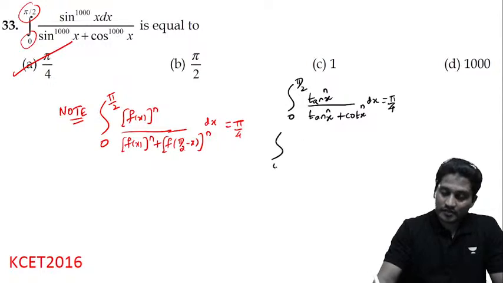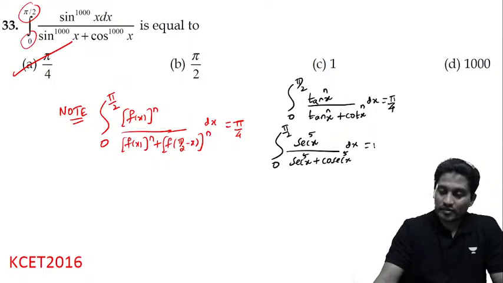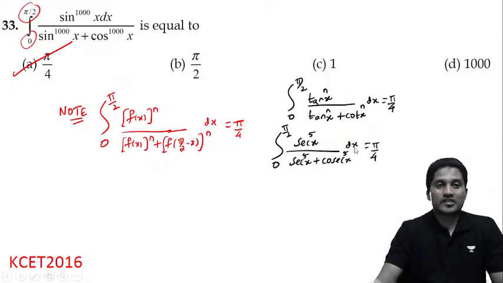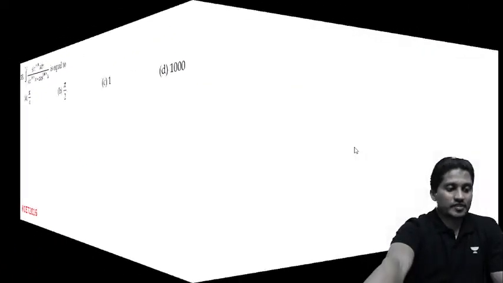Suppose if you have limit 0 to pi, sec x to the power of 5 divided by sec x to the power of 5 plus cosec x power 5, and then dx, with any power, answer will be equal to pi by 4. Right, answer is option A. Let's move to the next question.